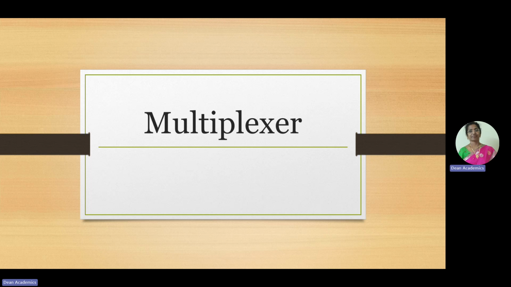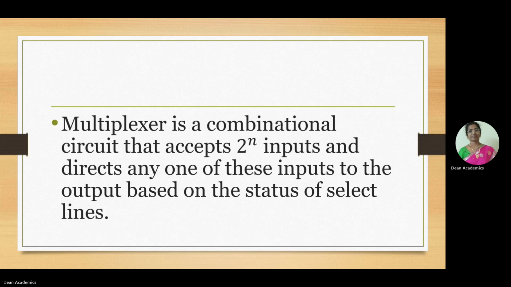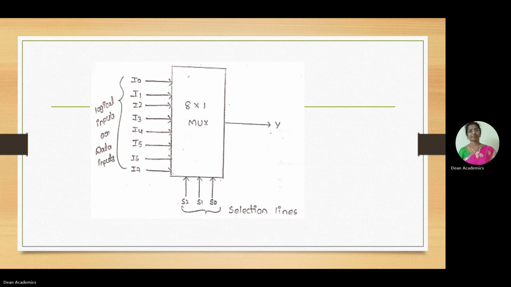Today we are going to learn about multiplexer. What is a multiplexer? Multiplexer is a combinational circuit that accepts 2 power n inputs and directs any one of these inputs to the output based on the status of select lines. Let us see how it is.